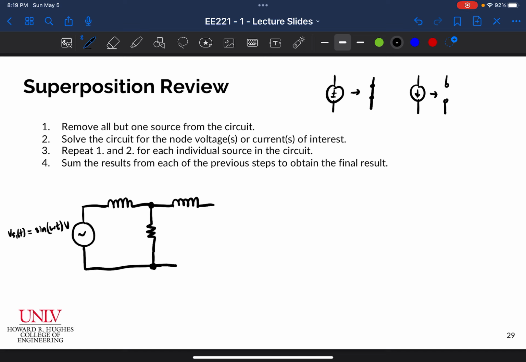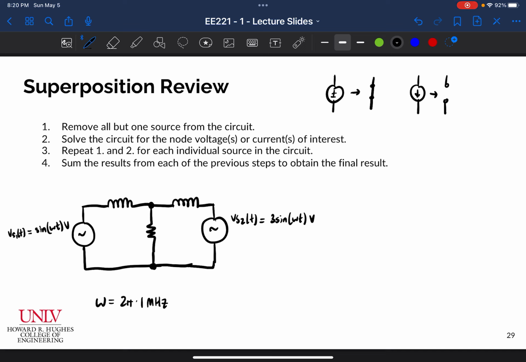All right, and then right here we'll go with another sine wave, and we'll make this one Vs2 of t, and I'll make this one 3 times the sine of omega t volts, and let's just let omega equal 2 pi times 1 meg. So I'm basically operating at 1 megahertz, okay? All right, so that's my omega for this circuit.